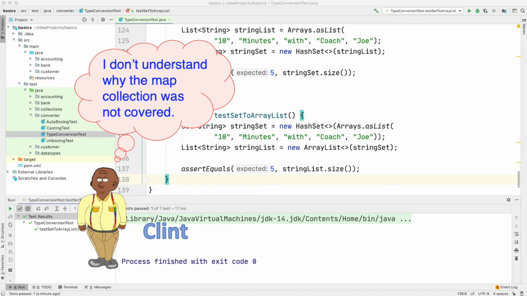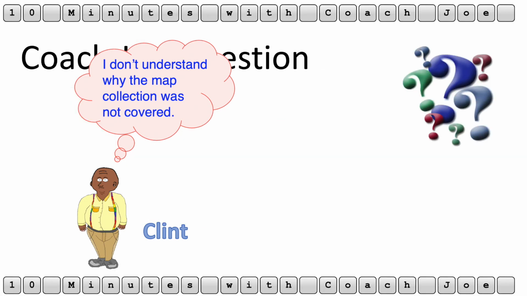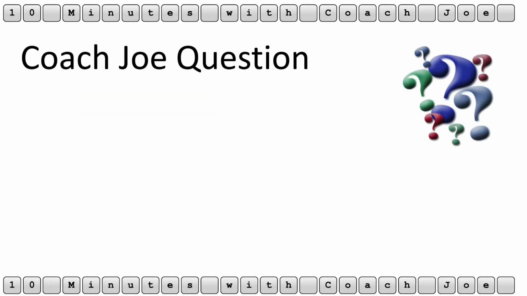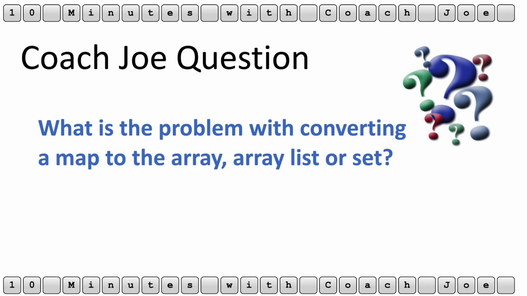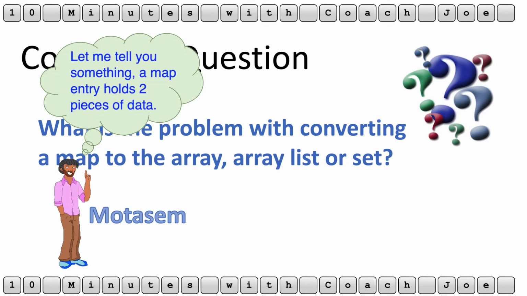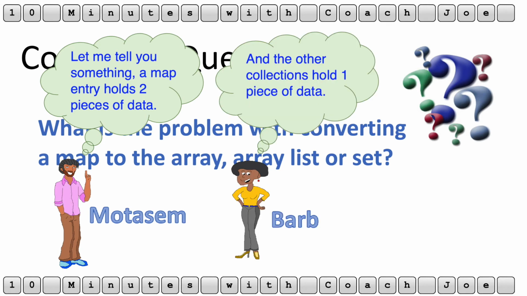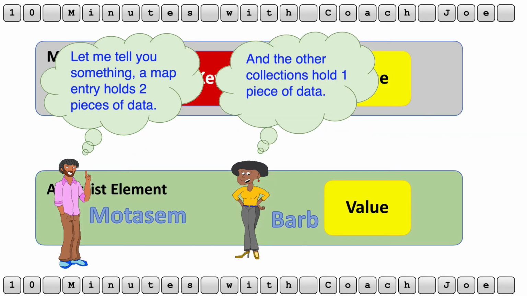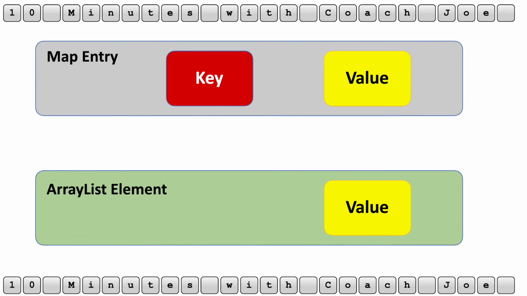Why are there no examples of the map yet? Time for a Coach Joe challenge question. Up until now we've talked about and provided examples for converting arrays, array lists, and sets. What is the problem with converting a map to an array, array list, or set? Correct. The map holds a key and a value, where the array, array list, and set only hold a single value. It does not make sense to place 2 values into one.